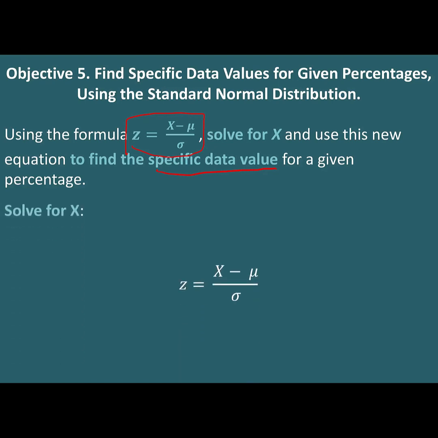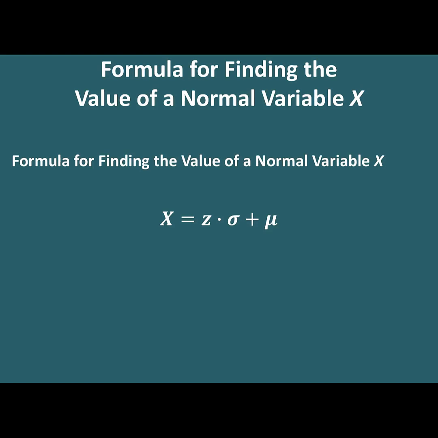So in solving for x from the formula here, we start by multiplying both sides by sigma. That will give us the z-score times sigma equals x minus mu. Now, as you can imagine, we add mu on both sides. Mu's cancel, and I'm left with our specific data value equals the z-score times our standard deviation plus mu. The formula for finding the value of a normal variable x is as follows.